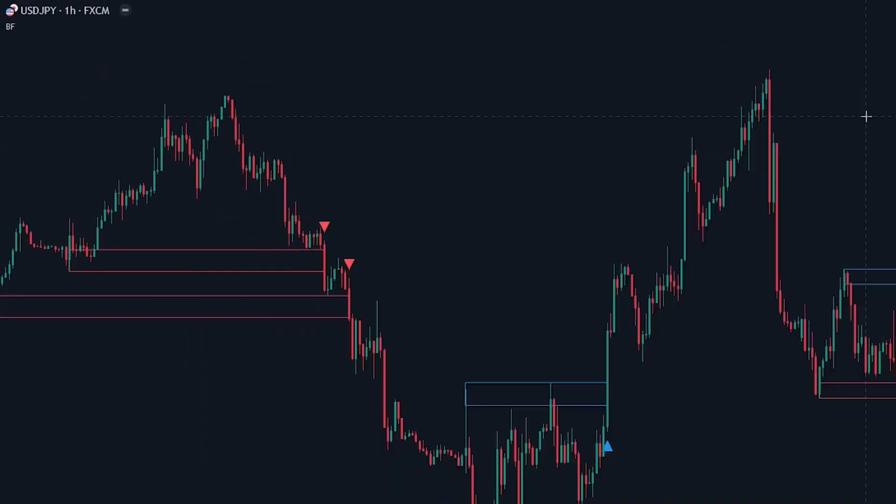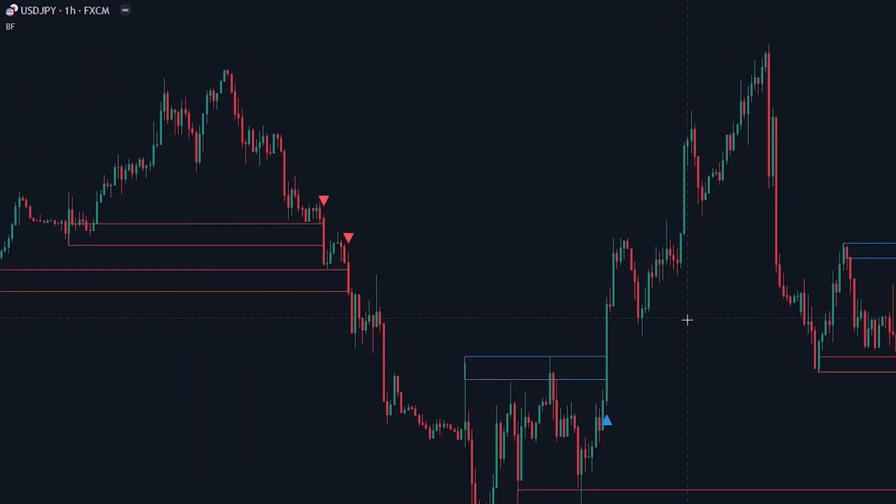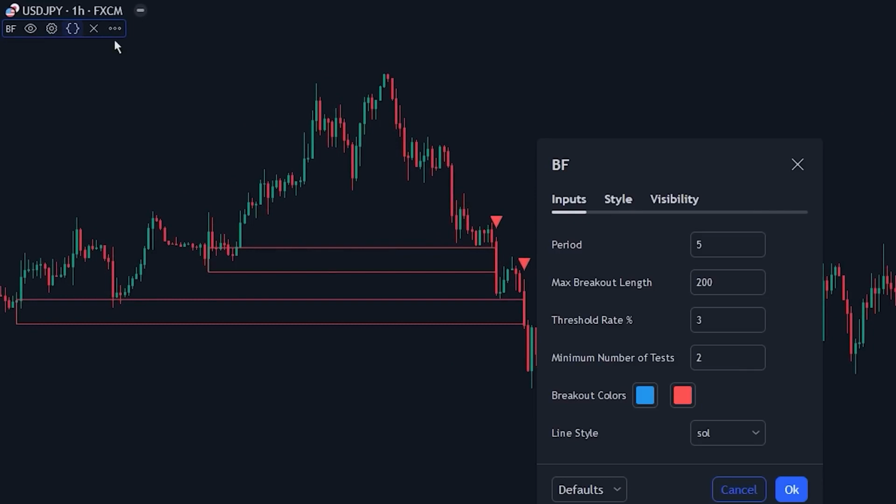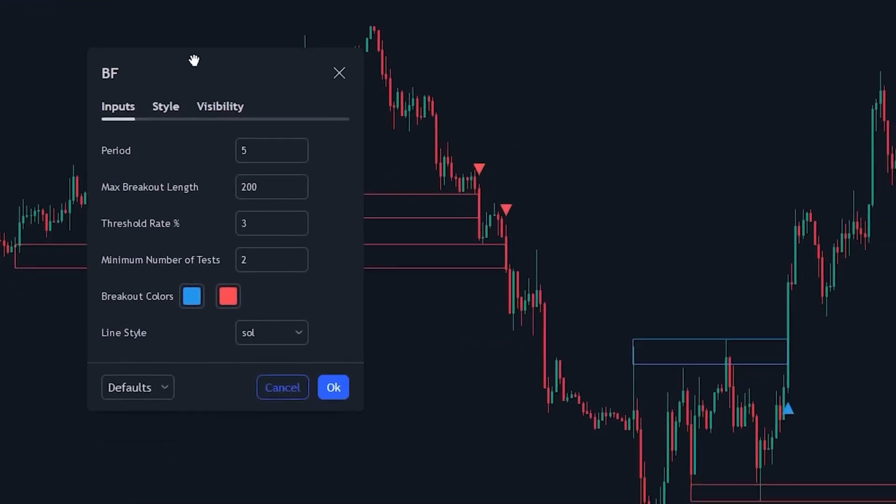If we take a look at the chart now that we have plotted the indicator, we can see that red and blue boxes are plotted on the price action. These boxes help visualize where a breakout is likely to occur or have occurred. If we head over to the Indicator Settings tab and click on the Input tab, we can see the following.